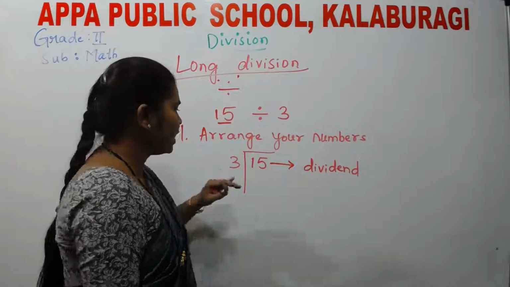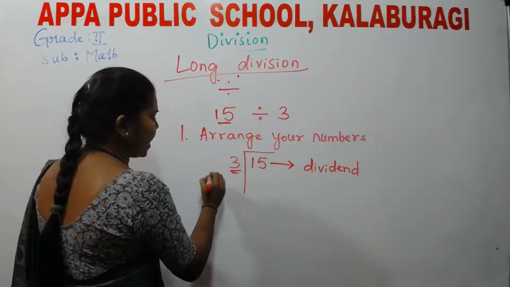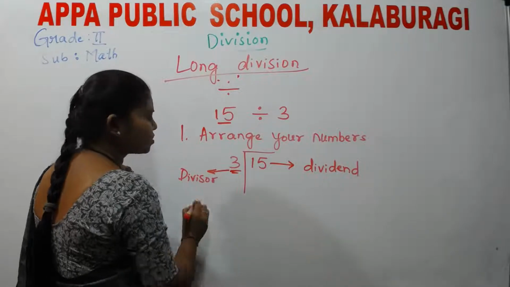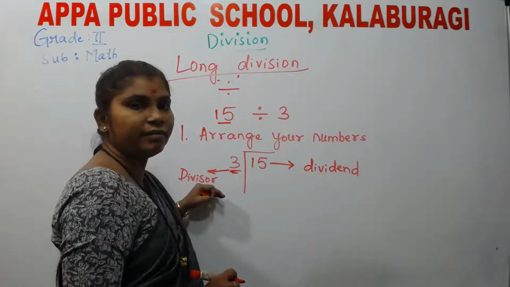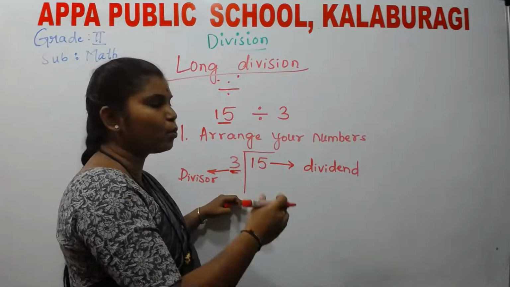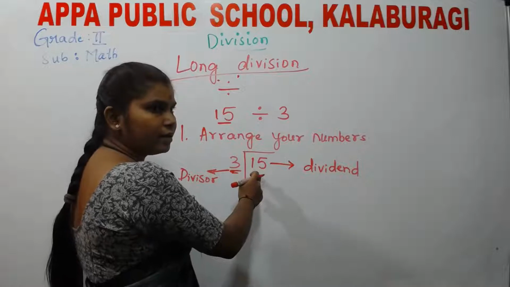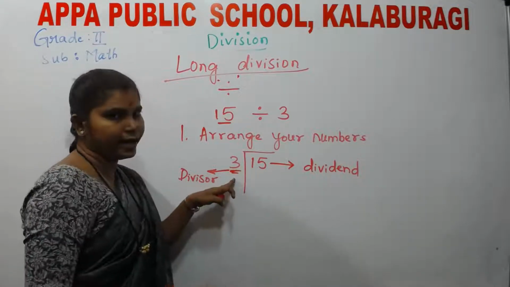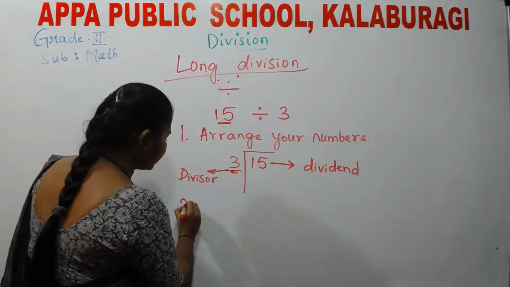Dividend. Okay. Next, this 3 is called the divisor. What is it called? It is called the divisor. The number which is going to divide the other number. The other number is 15, which is called the dividend. Okay, what is my next step?